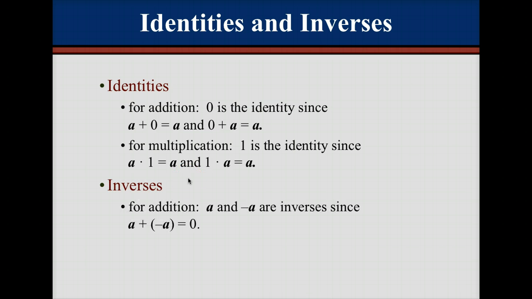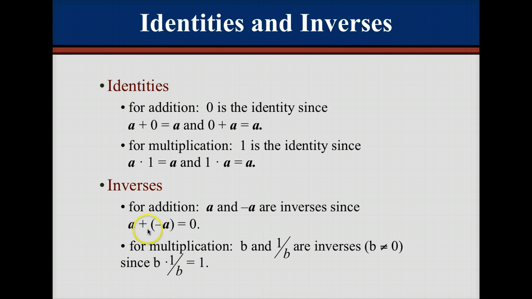Now inverses is what you're going to add to something to get 0. So for addition, the inverse is the opposite of A. For multiplication, the inverse for B is 1 over B, because the product will always equal 1. This is also known as the reciprocal. So whatever number you got, if you multiply it by its reciprocal, the product will give you a 1. Notice that number 0 has no reciprocal, because there is no number when multiplied by 0 that will give you a product of 1.